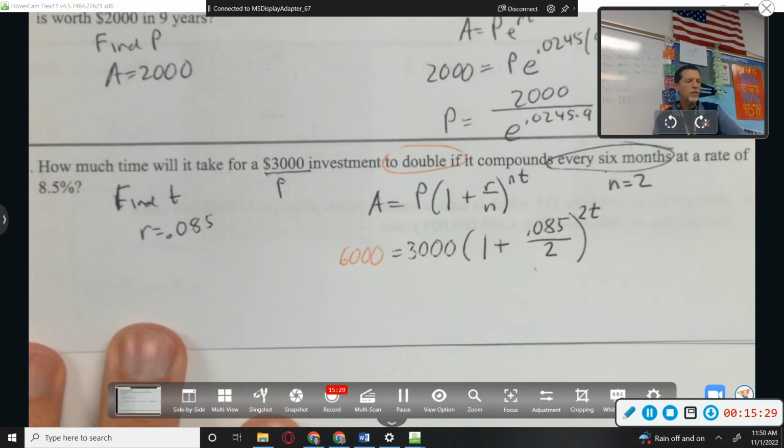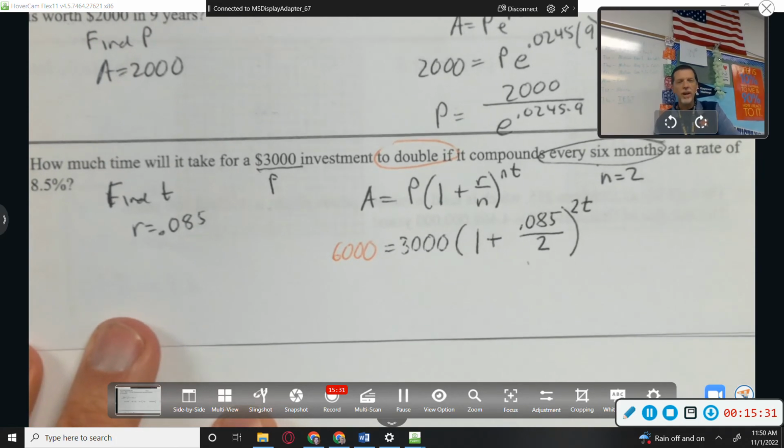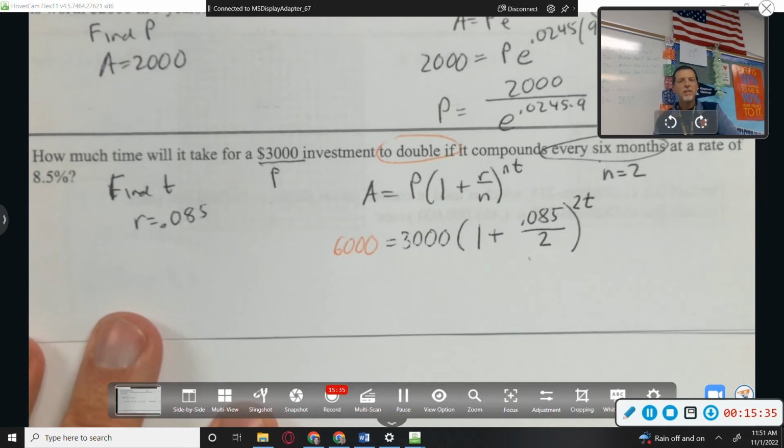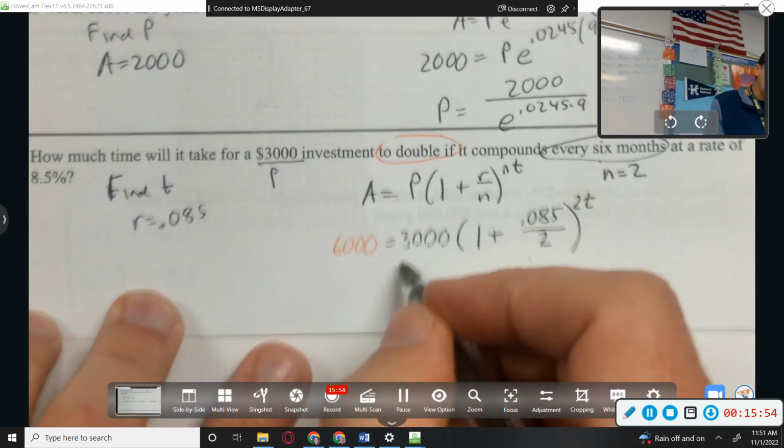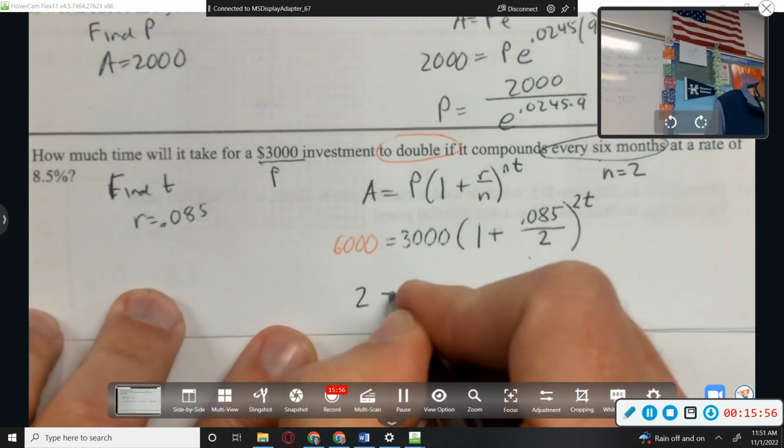Okay, this one's a little bit harder. This one's not a direct enter it in the calculator. I've got to do a little bit of work with my algebra skills, then I go to the calculator. So I'm trying to get t by itself. What should we do first? Let's divide by 3,000, then we'll log it. Dividing by 3,000 is great because that just gets us back to 2.